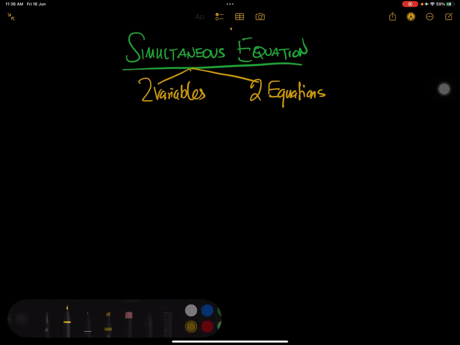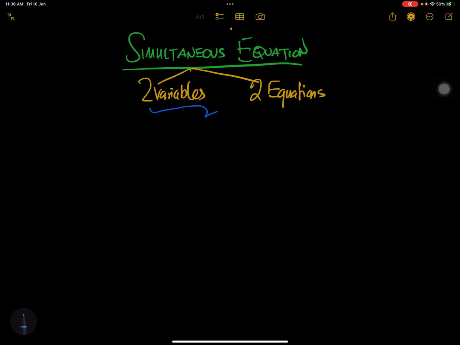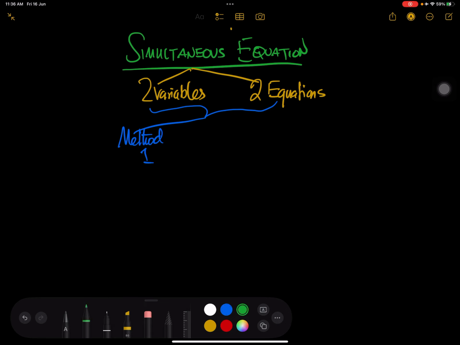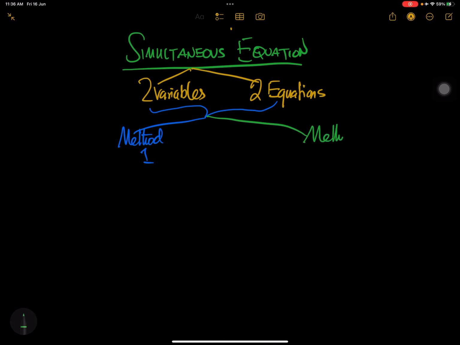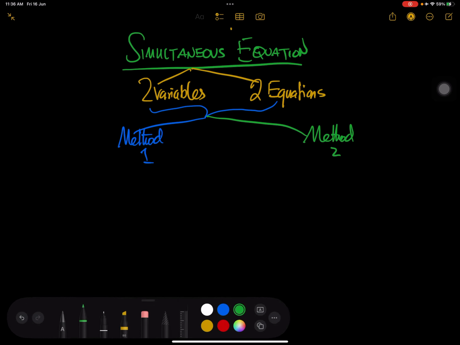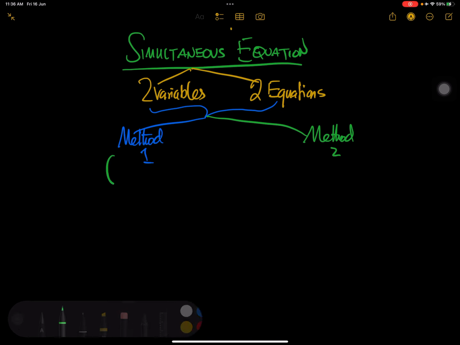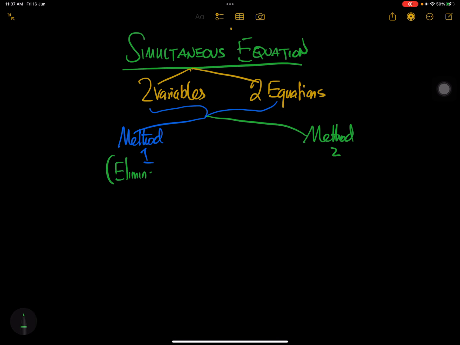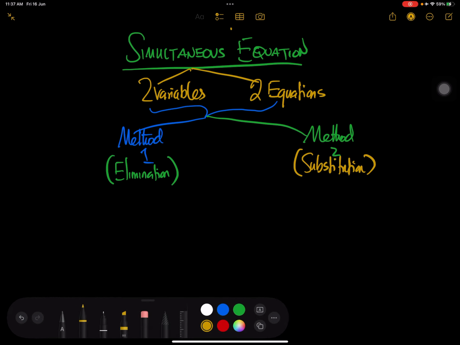All right, and in doing so, we are going to use both of them, two variables, two equations. We are going to use method 1, and then we're also going to use method 2. Okay, and we said that method 1 is known as what? Method 1 is known as the elimination method. And then method 2 is known as the substitution method. So let's take a problem quickly.